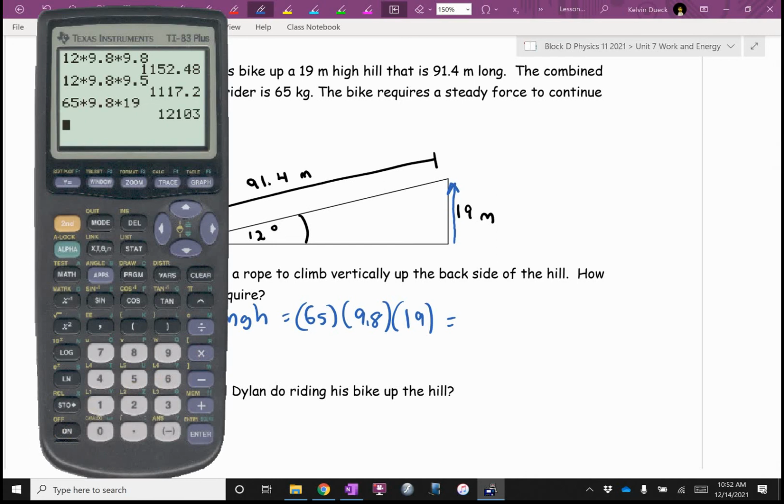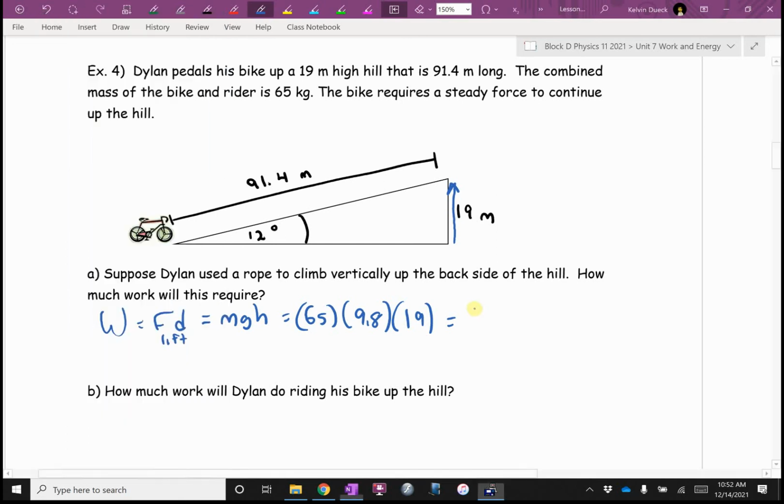Do you get 12,103? I'd like you to write all the sig figs for a reason this time. 12,103 units, Ashley? Joules.